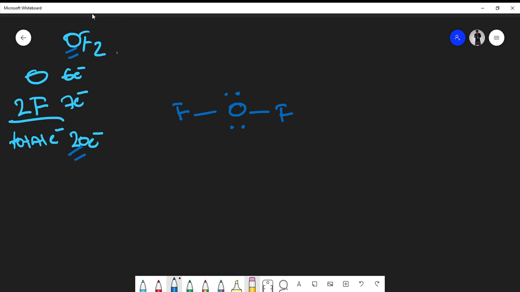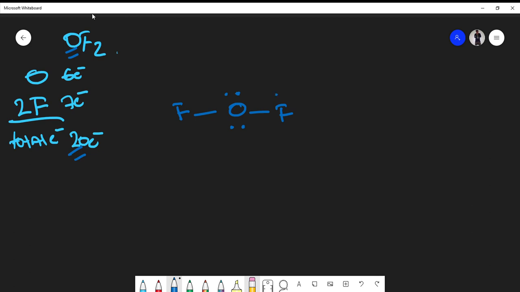Now, what about the fluorines? The fluorines only have 2 valence electrons around them. Now, because oxygen's octet is satisfied, I cannot put any more electrons around the oxygen. So that means I can't form a double bond or a triple bond between the fluorine and oxygen. So the only thing I could do is put lone pairs around my fluorines.